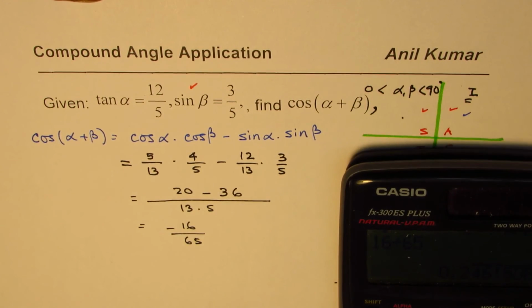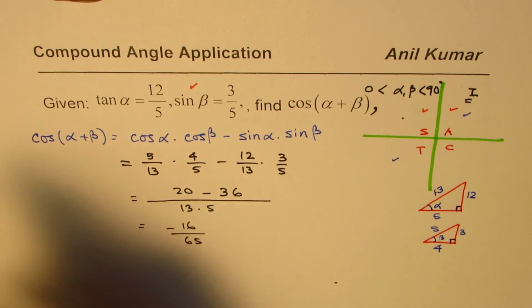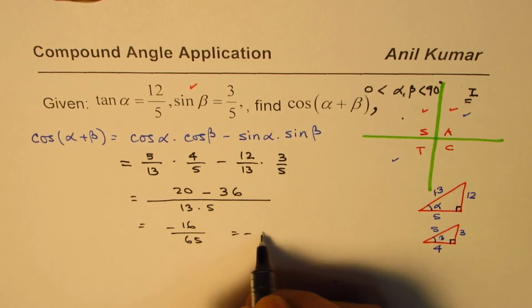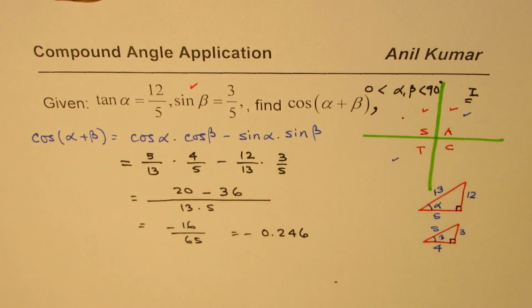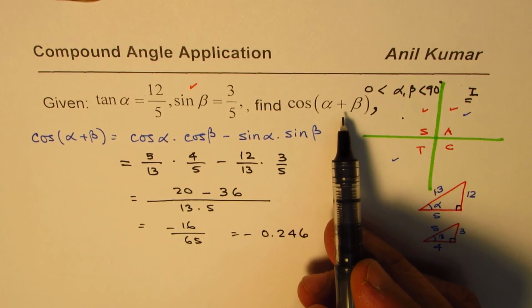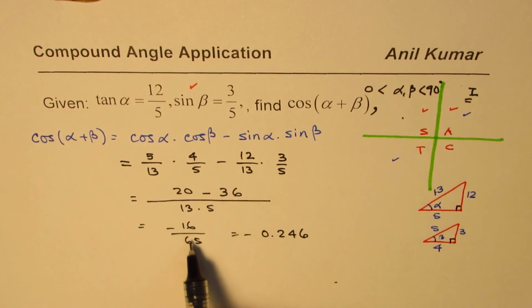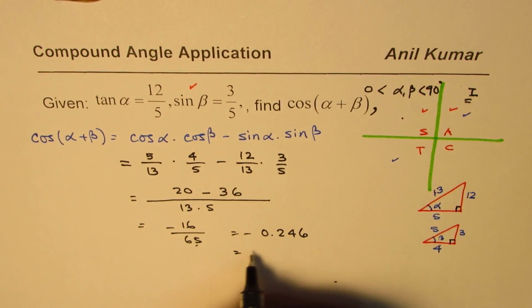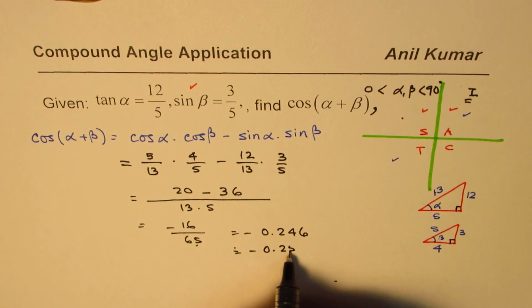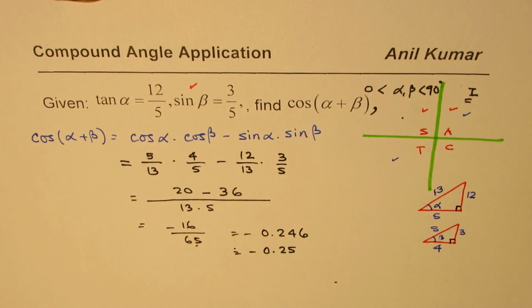0.246. So this could also be written as minus 0.246, right? Depending on what the question is asking for. At times you may be writing exact value or maybe rounding it to 2 decimal places. In that case, 2 decimal places will be approximately 0.25, correct? So that is how you can answer such questions.